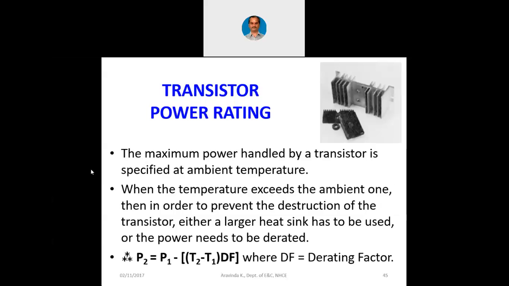You will understand this when I solve the exercise in the next slide. So P2 is equal to P1 minus (T2 minus T1) into dF. What is P1? P1 is the maximum power rating of the transistor. Now T2 is the second temperature. T1 is the ambient temperature. There is a difference between the temperatures. T2 is going to be the temperature at which the transistor is going to work.